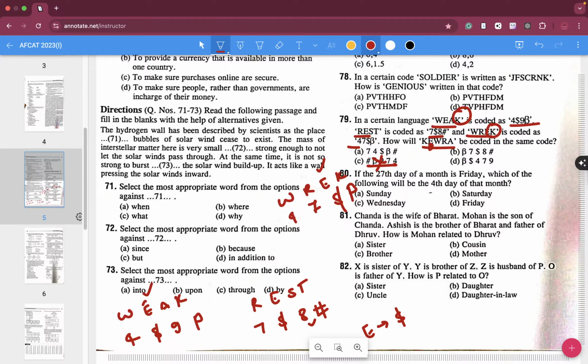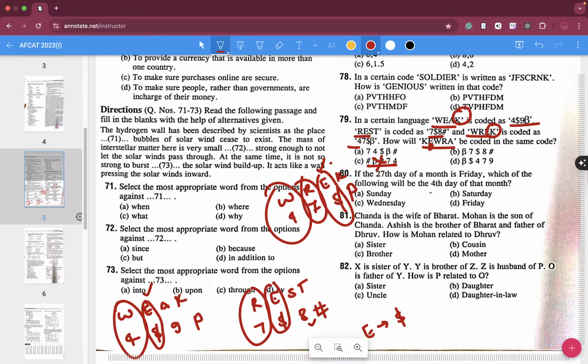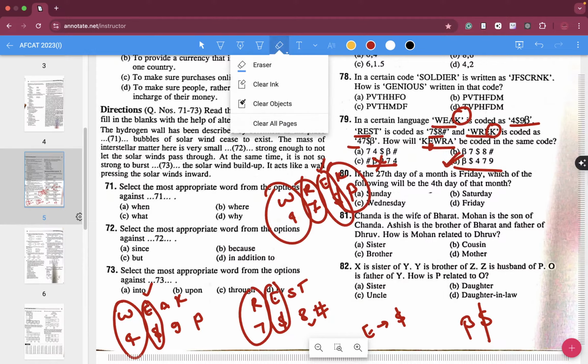E means dollar. If E means dollar, R means 7, W means 4, K means beta. So if K means beta and E means dollar, beta dollar is what it is going to look like. So D is going to be the correct answer for this particular question, folks.